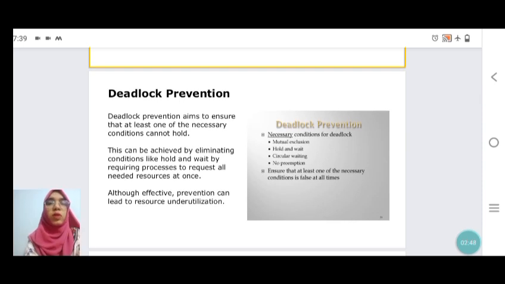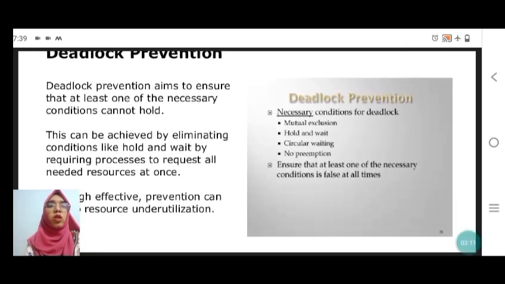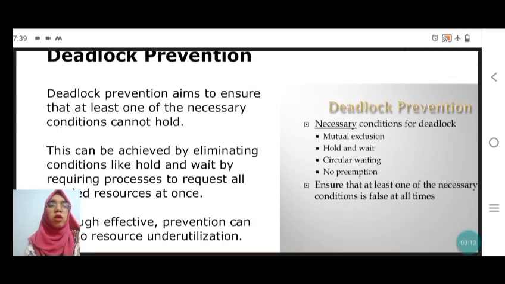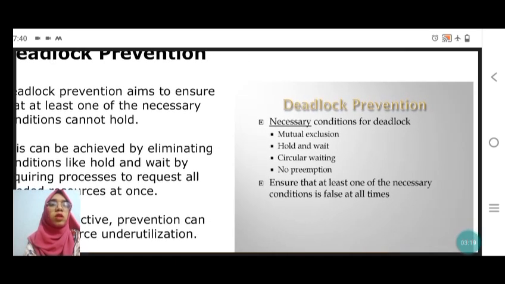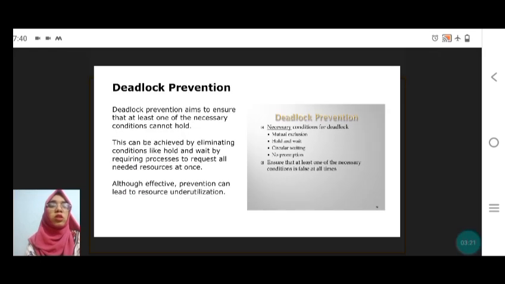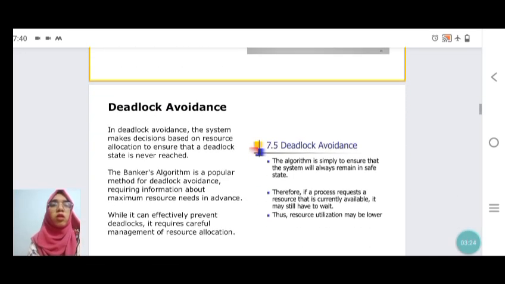Deadlock prevention. Deadlock prevention aims to ensure that at least one of the necessary conditions cannot hold. This can be achieved by eliminating conditions like hold and wait, by requiring processes to request all needed resources at once. Although effective, prevention can lead to resource underutilization. Deadlock prevention, necessary conditions for deadlock: mutual exclusion, hold and wait, circular waiting, no preemption. Ensure that at least one of the necessary conditions is false at all times.